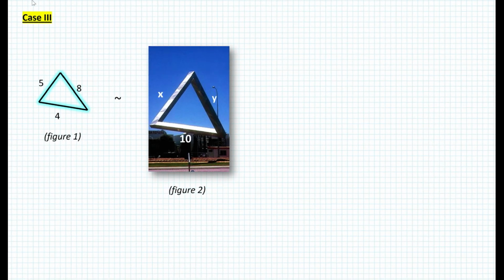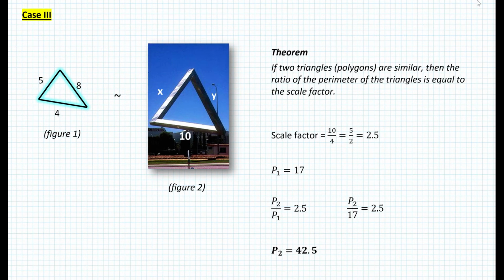For the third case, let's assume that the triangle in figure 1 has the following sizes as shown in the figure. In this case, we want to again find the scale factor and then the perimeter. Here we want to apply the theorem again and figure out the scale factor, and we can see that the scale factor in this case is 2.5, which means that the triangle in figure 2 is 2.5 times bigger than the triangle in figure 1. Again, we know the perimeter of the triangle in figure 1 is 17. So we multiply 17 by 2.5, and therefore the perimeter of the triangle in figure 2 must be 42.5.